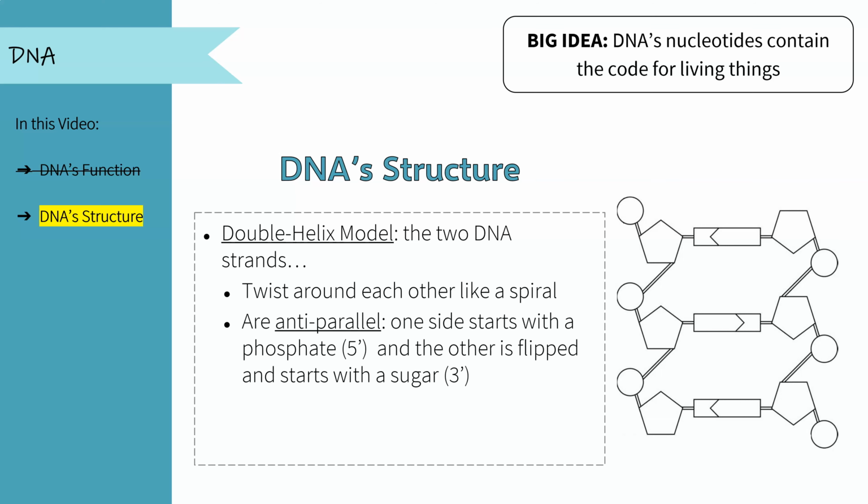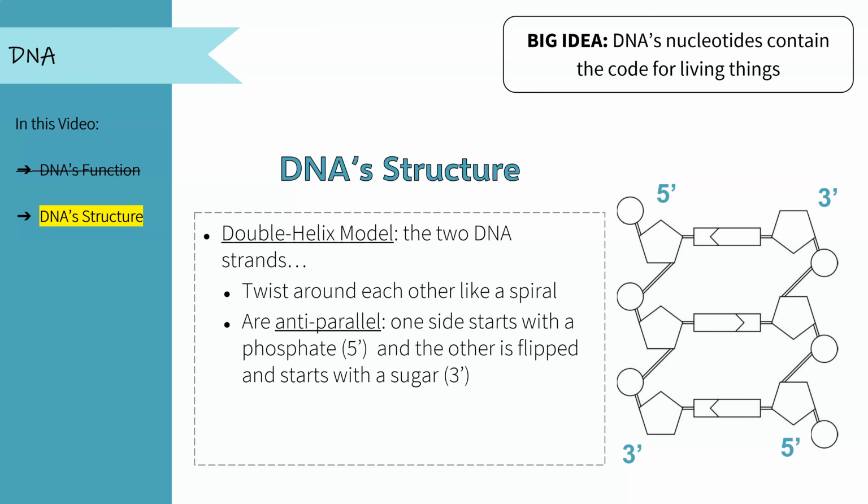The 2 sides are anti-parallel. So parallel means that they pass next to each other, and anti, we can think about like opposite. So they're next to each other, but they're opposite. So one side starts with a phosphate, you can see that in the top left corner, and then the top right corner starts with a sugar. And so we label these ends of the two strands as 5' and 3'.